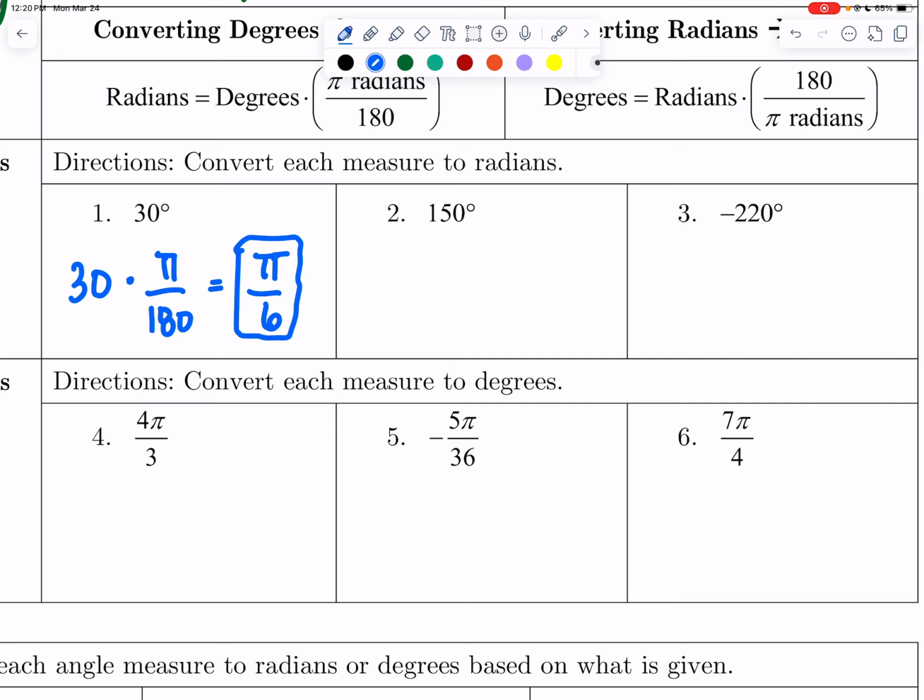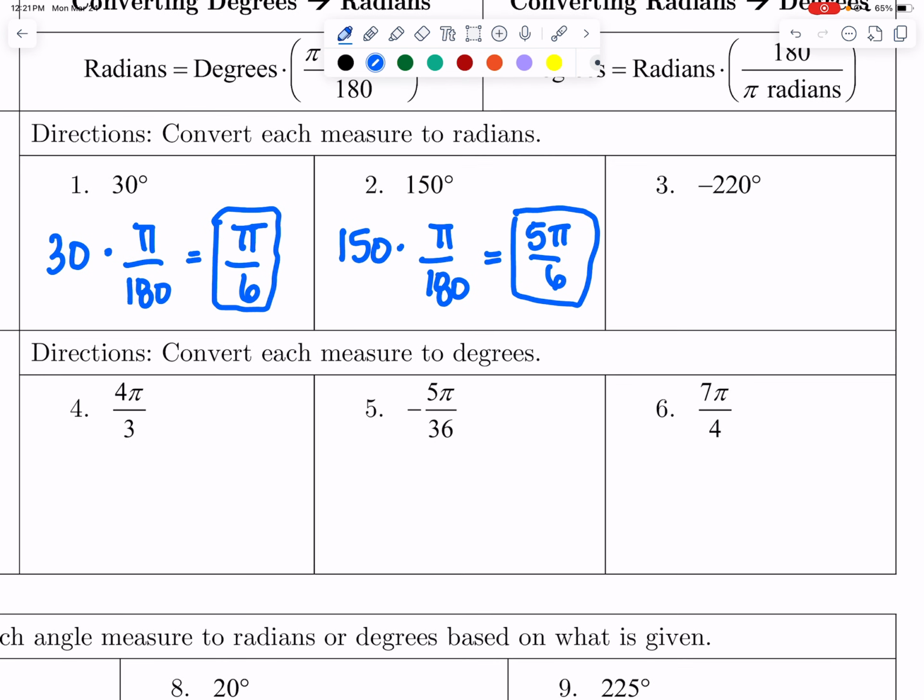For 150 degrees, we're doing the same thing. So we are going to do 150 times pi over 180. We are going to simplify 15 and 18. And once we do that, we are going to get 5/6. So we're going to get 5/6 pi, or 5 pi over 6. I usually like to write the pi with the numerator. So that's how I did number 1 and number 2.